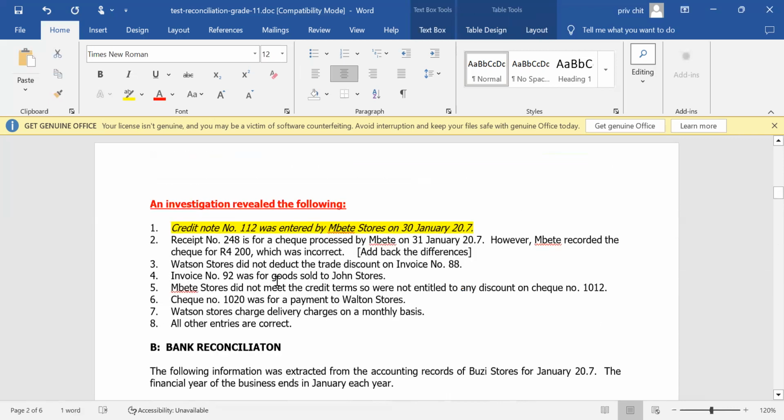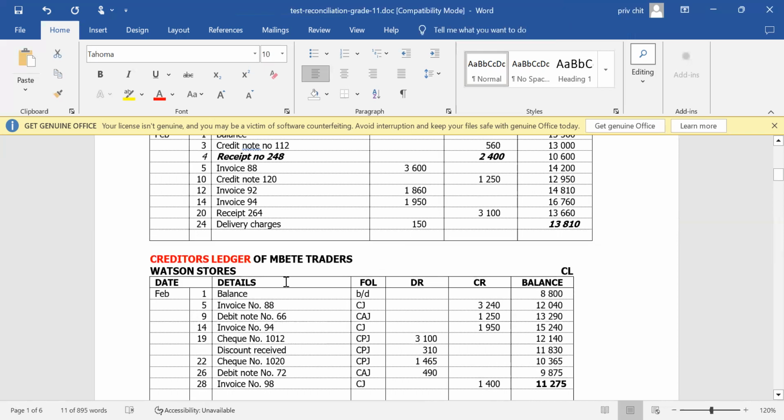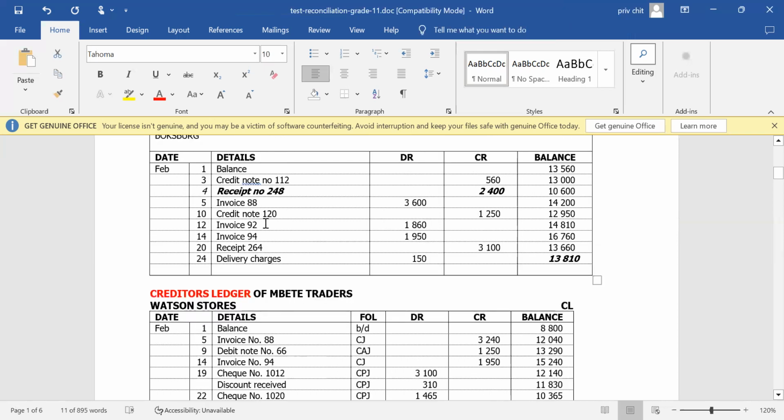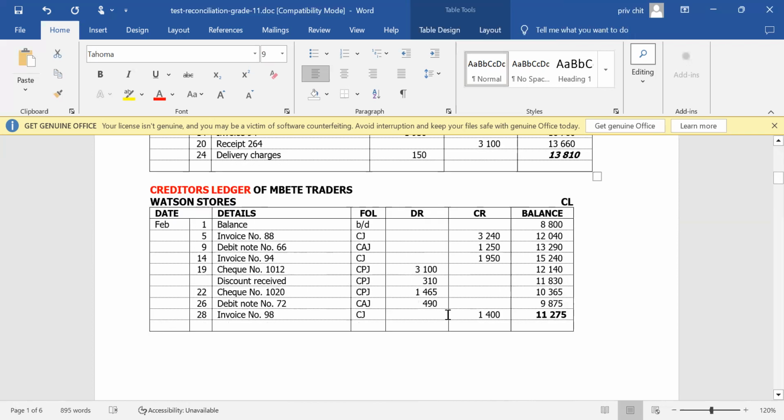Read number 4. Invoice number 92 was for goods sold to John Stores. So not to us, right? Yes. So let's check invoice number 92. Here it is. What do you think is supposed to happen? It's supposed to be subtracted, right? On our side or on their side, because the error is happening on the creditor's side. So it's supposed to be on their side.